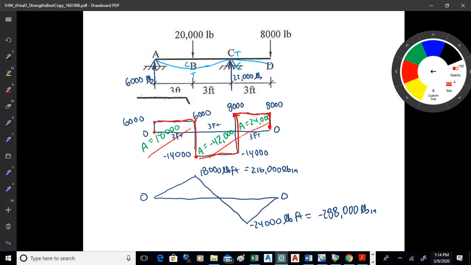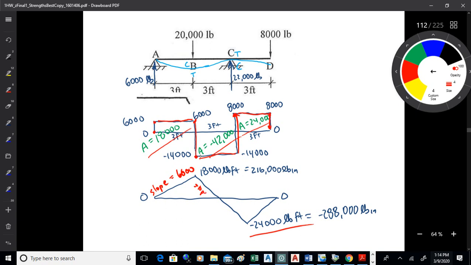So based on that, then I can come up with a moment diagram. And what happens is I go from 0 and I change by the 18,000. I've got a slope of 6,000 constant there, so it's a straight line. That gets me from 0 to 18,000. Then I start at 18,000 and drop by 42,000. I end up at negative 24,000.